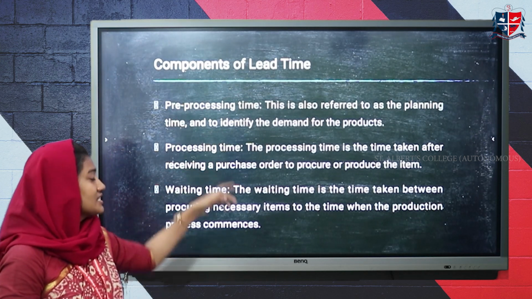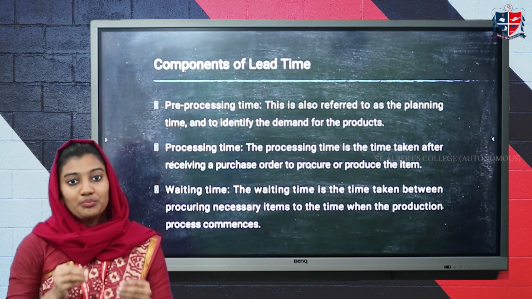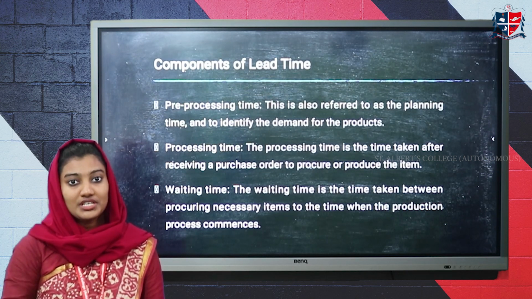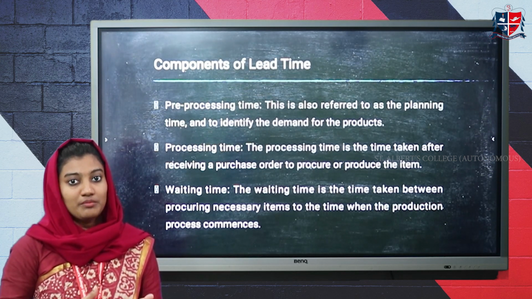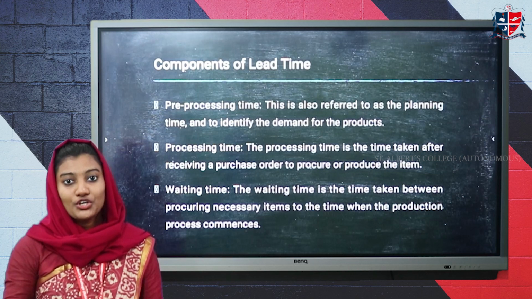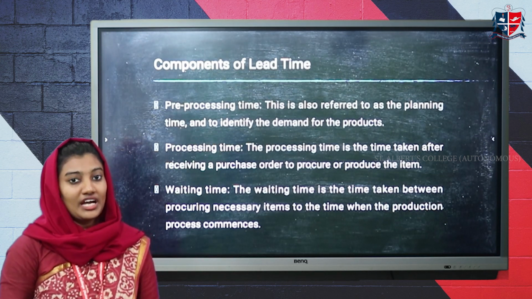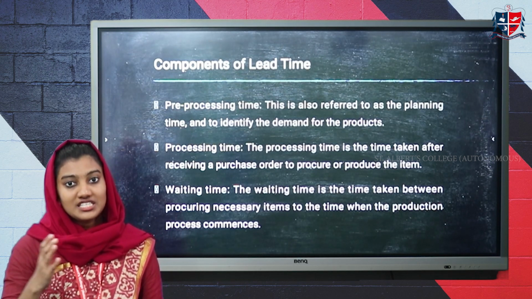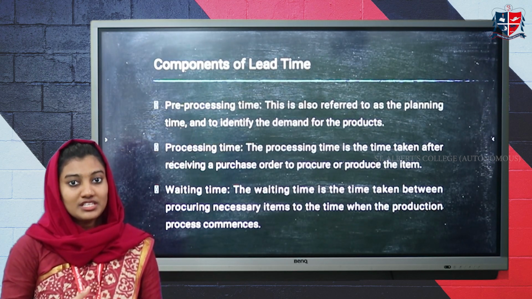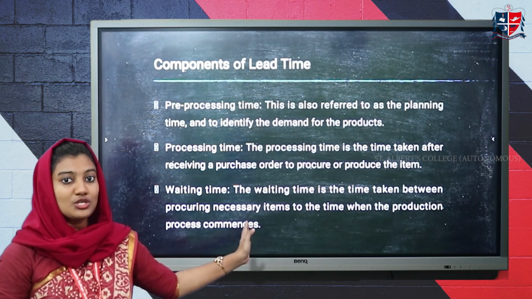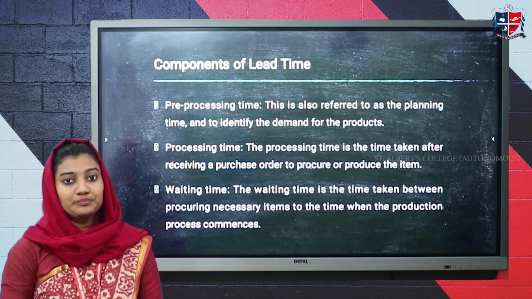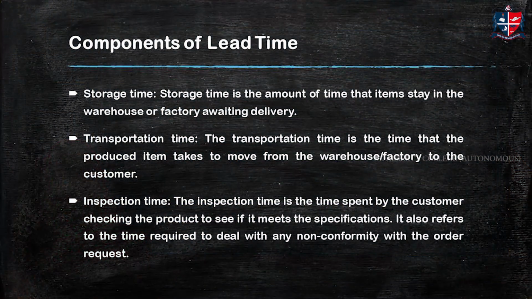Then the second component is processing time. During this processing time, the particular manufacturer is actually placing the order for the raw materials and procuring it. So there might be a certain delay as to procure the raw materials from the suppliers. Then the third one is waiting time. After the raw materials has reached the production house, there might be a certain delay for the commencement of the production. So this time is told as the waiting time. So in all these stages, there might be certain delays or certain risk associated with the increase in time.